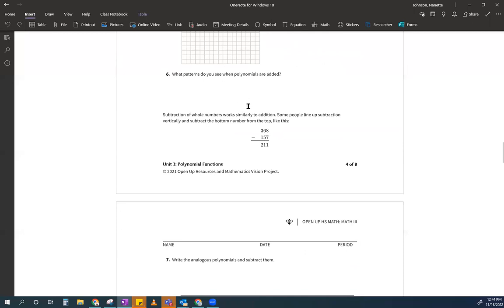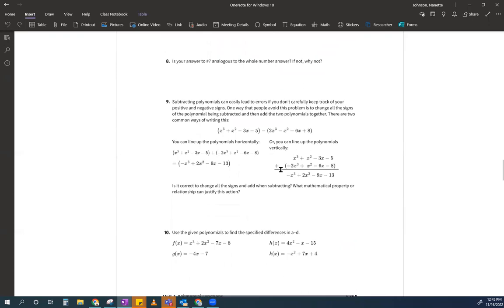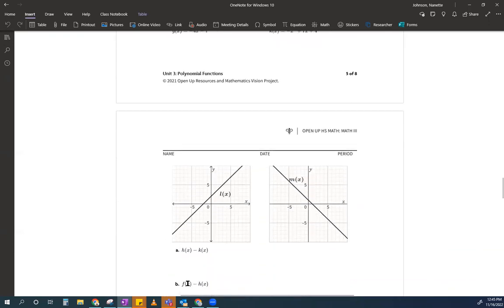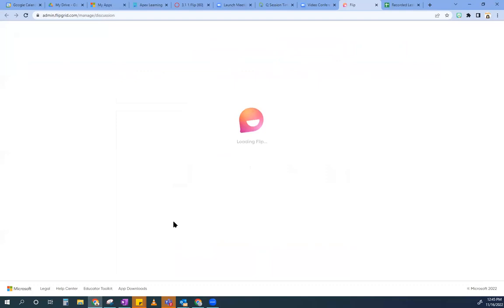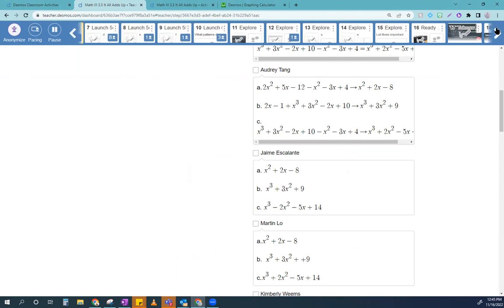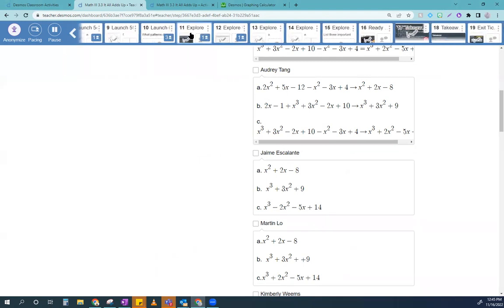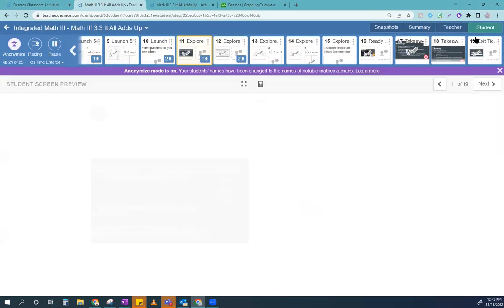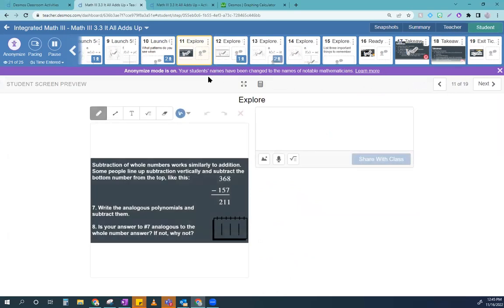What I want you to work on next is, do you think subtraction is going to be any different than addition? I want you to work on the rest of the slides in our Desmos. Just make sure that you are all set. There's only a couple more slides that you would have to do. The subtraction slides are here from 11 through 15. Please complete those to make sure that you guys are all good.